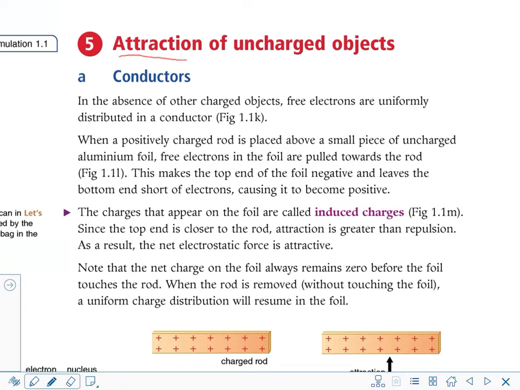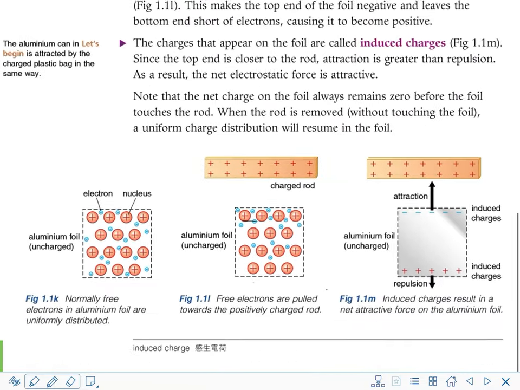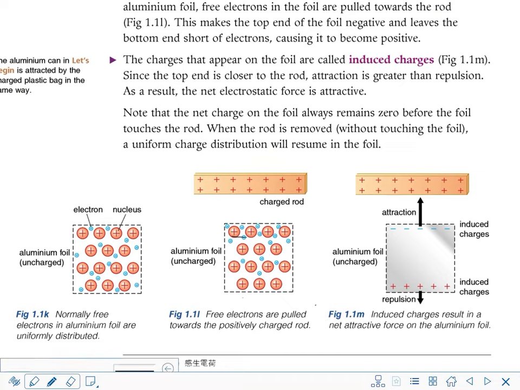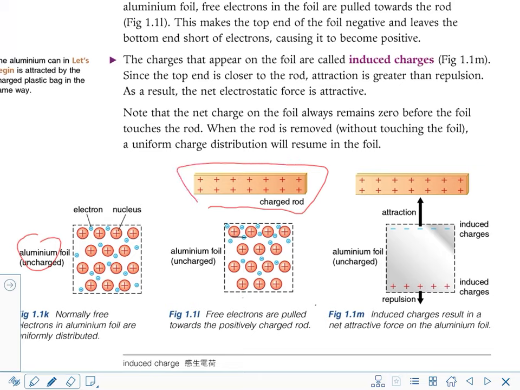If we charge an object, can it attract a neutral, that means uncharged, object? We will think about two cases. One, can the charged object attract a conductor? You see this picture: aluminium foil, which is a conductor. The answer is yes, because if the rod is positively charged, the free electrons inside the aluminium foil would be attracted towards the charged rod. Here we will say it's induced negative charge.